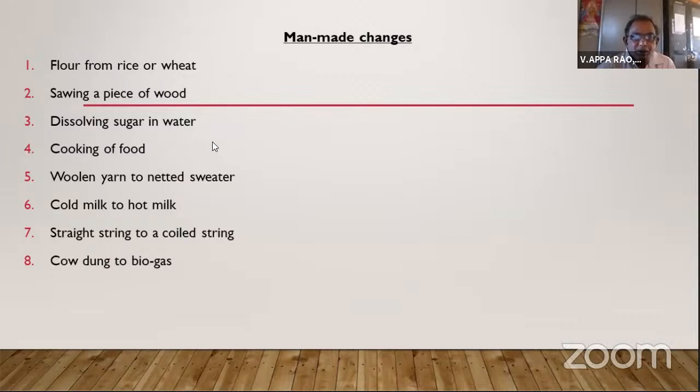And it is also a permanent change. Dissolving sugar in water is also a permanent change. Woolen yarn to knitted sweater is a man-made change. It is a temporary change. Cold milk to hot milk is a man-made change. It is a temporary change. Straight string to a coiled string is a man-made change and a temporary change. Cow dung to biogas is a man-made change.